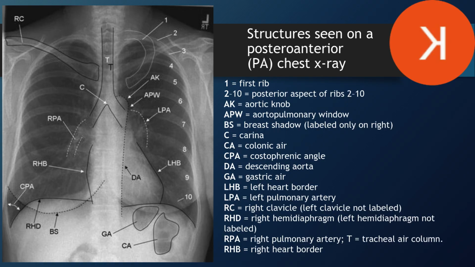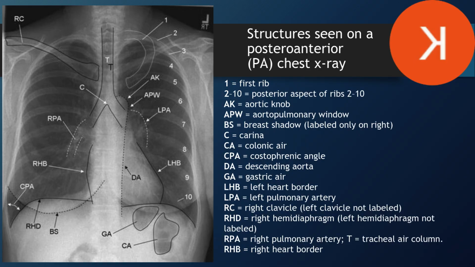We have the CA, which is the colonic air. You can see it below the diaphragm here. Then we have the CPA, which is the costophrenic angle. DA, we have the descending aorta. If you can see right where there's a line going down near the heart shadow. Then we have gastric air right above the colonic air. Again, it's below the diaphragm line. We have the left heart border, labeled LHB. We have the left pulmonary artery.